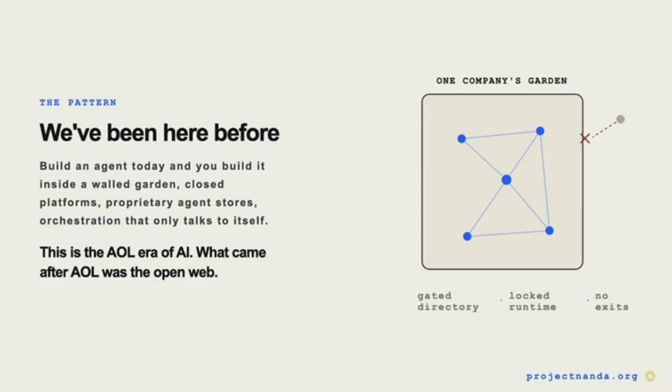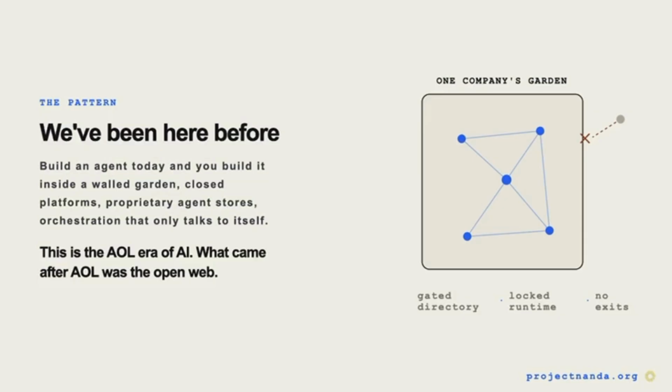And we have been here before. If you're building agents today, you're mostly forced to build them inside walled gardens: closed platforms, proprietary agent stores, and orchestrations that only talk to themselves. It kind of works, but it also feels familiar because we have been here before. This is like the AOL era from the late 90s. You got these CDs and installed it on your PC. It was a closed network, a gated directory. You lived inside the garden created by this one company called AOL.